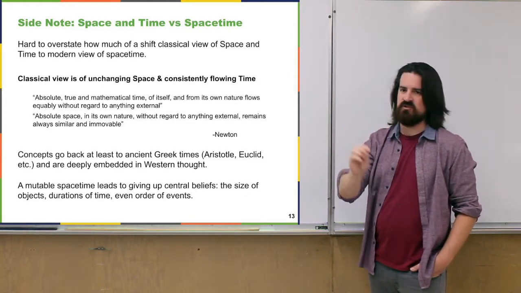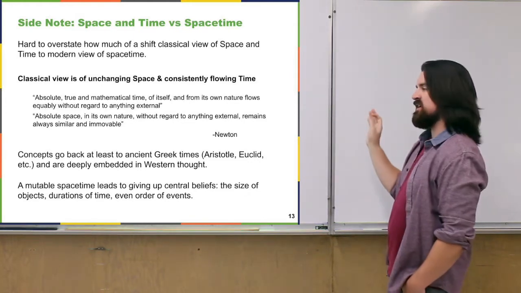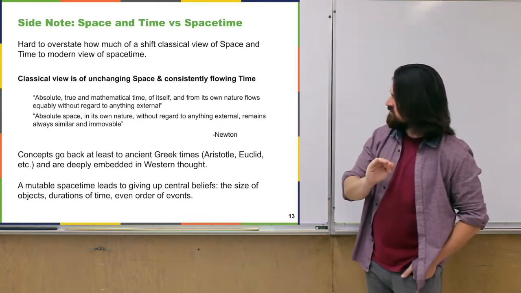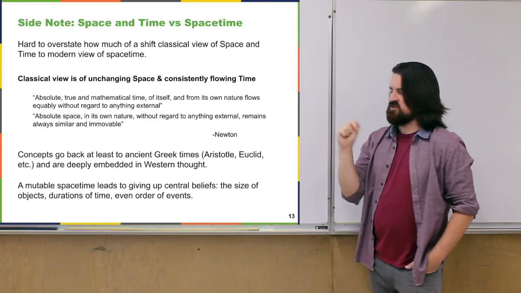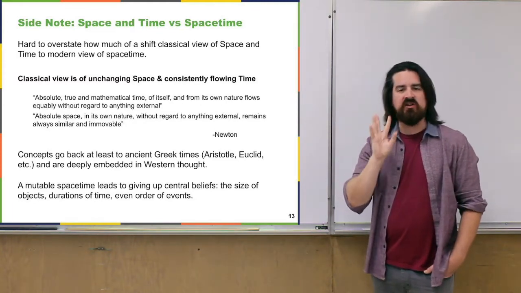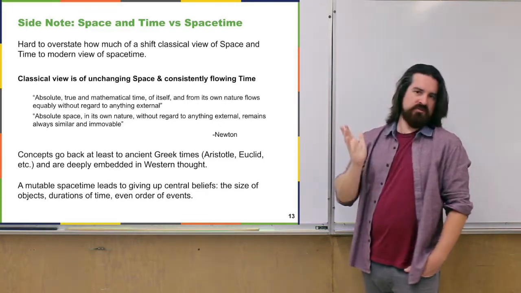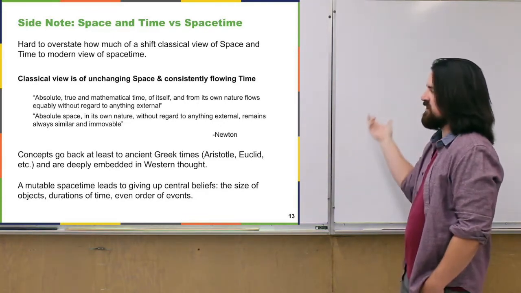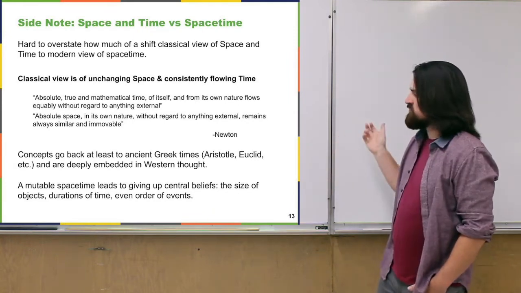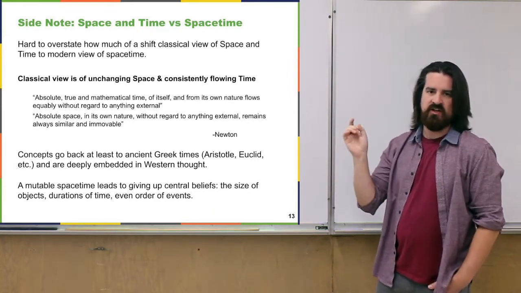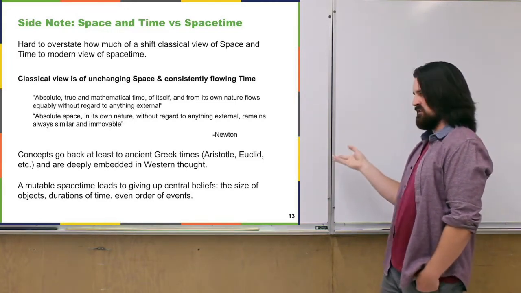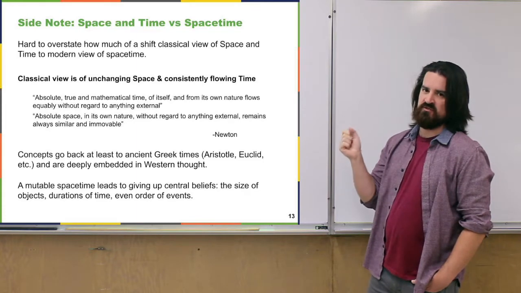It moves along, doesn't care about anything else. And on space, it says absolute space in its own nature without regard to anything external remains always similar and immovable. Again, saying his idea of space is just unchanging. And Newton wasn't the first person to come up with this, right? These are ideas that go back at least to ancient Greek times. People like Aristotle and Euclid had similar ideas about space and time. And beyond that, these ideas are fundamental and deeply embedded in Western thought at least.